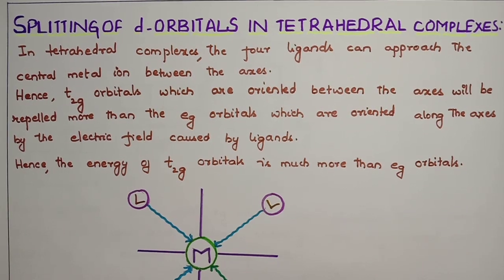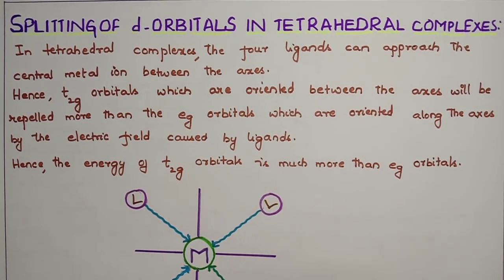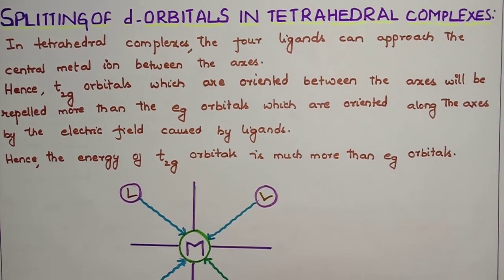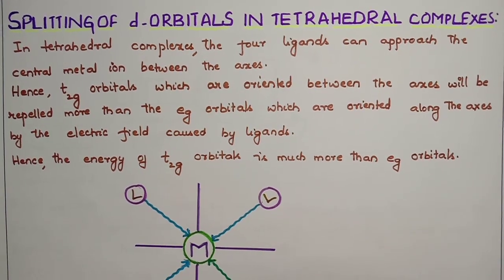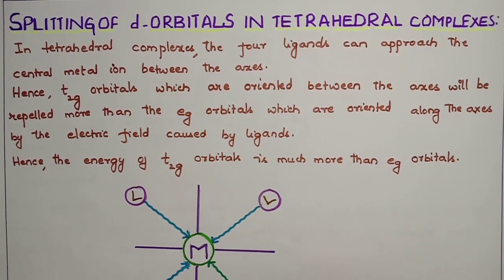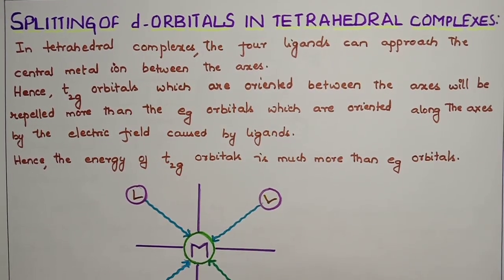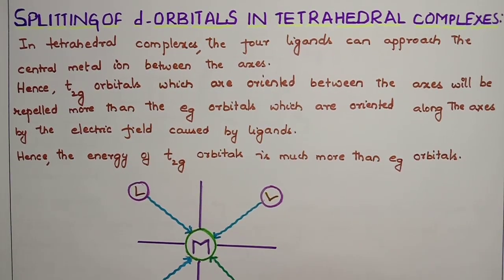In this class, we will be learning about splitting of d orbitals in tetrahedral complexes. We all know that in a tetrahedral complex, the central metal atom will be surrounded by 4 ligands. That means the coordination number is 4. Okay, hope you remember that point. Fine students. So look here.